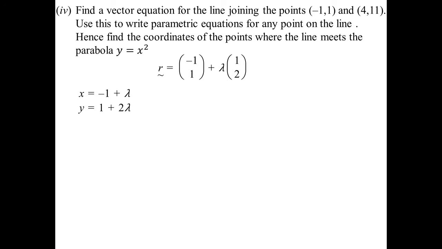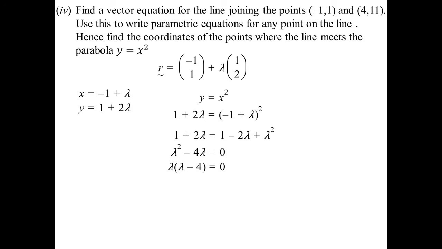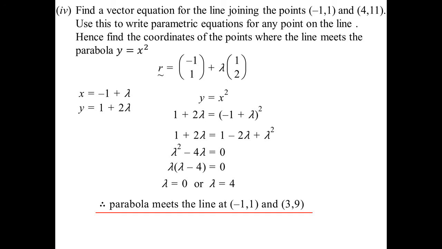All right, so from that, we now know x is minus 1 plus lambda, y is 1 plus 2 lambda. There's the parametric equations for any point on that line. We want to know when y is equal to x squared. So I'll sub in the parametrics. Let's find when that happens. We have to solve this quadratic, and we get 2 possibilities. So this line must cut our parabola twice. Sub in 0 for lambda, and I get minus 1, 1. Sub in 4 for lambda, and I get 3, 9. So I found where the line meets the parabola.